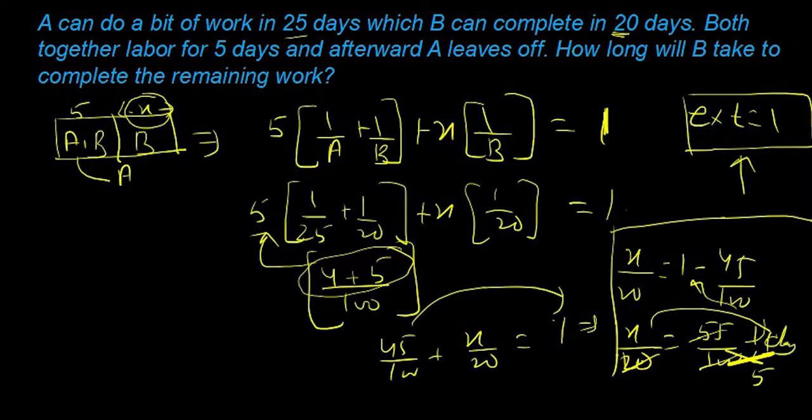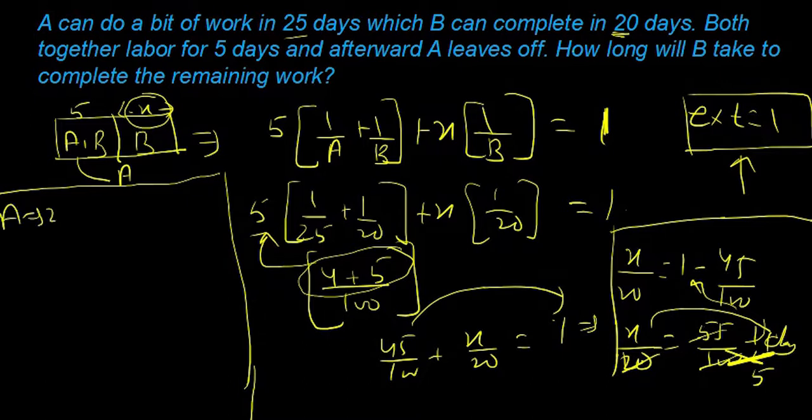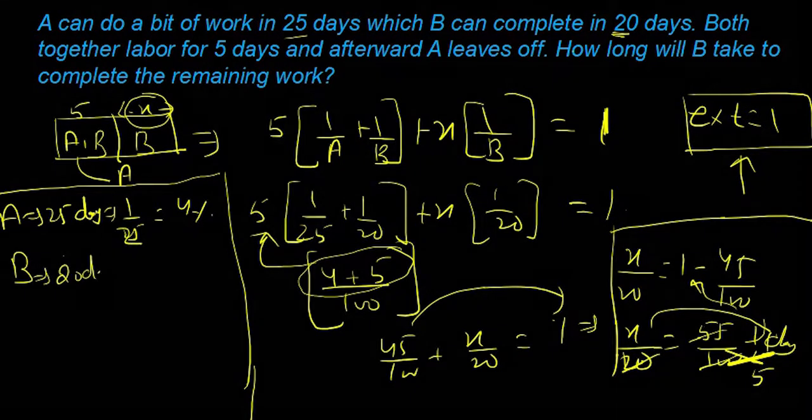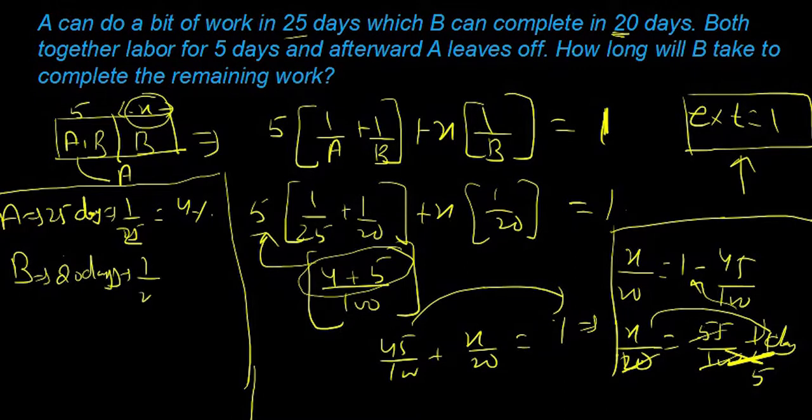Again, by using the percentage method, as I told you, whenever the questions are going to be tough, I think this is going to be so useful for us. A can complete in 25 days. So 25 days in terms of percentage, can I say that is 4%? B can complete the work in 20 days. So 20 days in terms of percentage is what? 5%. So 4 plus 5 is what?